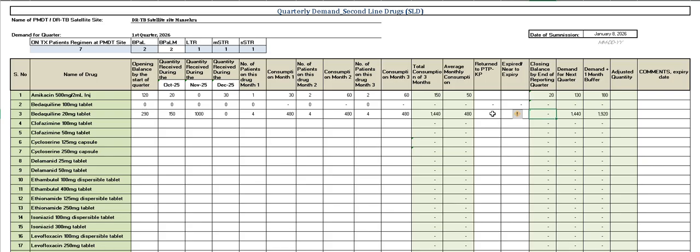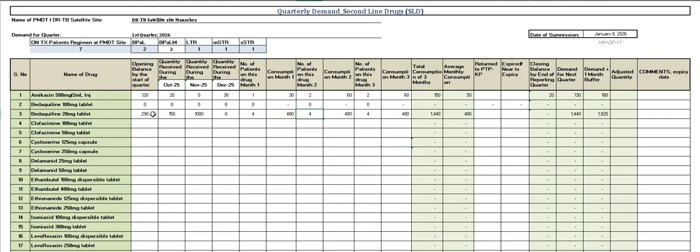Your data, it is very clear that you were having 290 tablets by the start of the quarter. During the first month of the previous quarter, you received 150 tablets. During the second month, you received 1000 tablets. During the third month, you received 0 tablets.